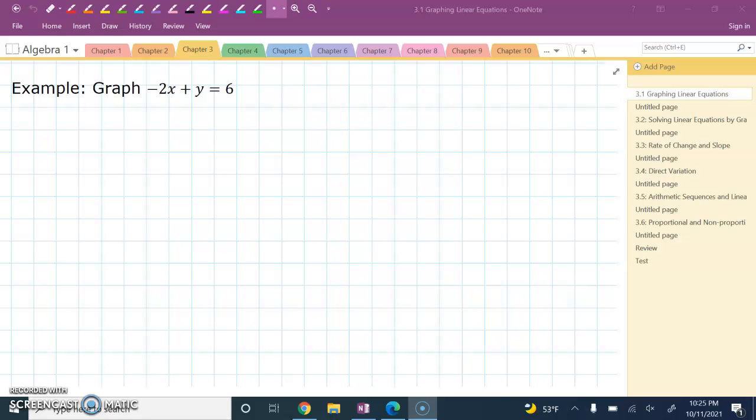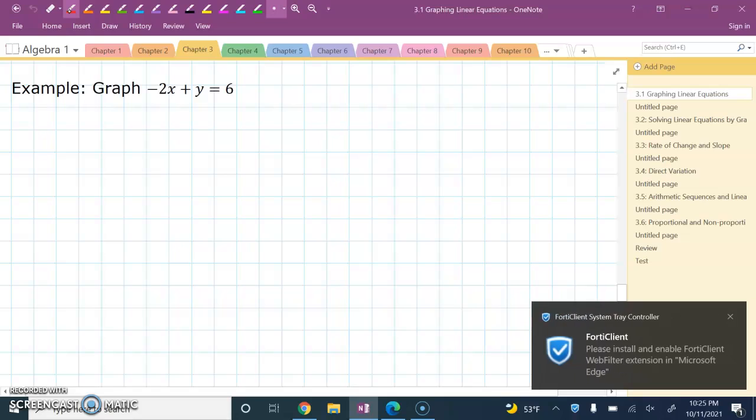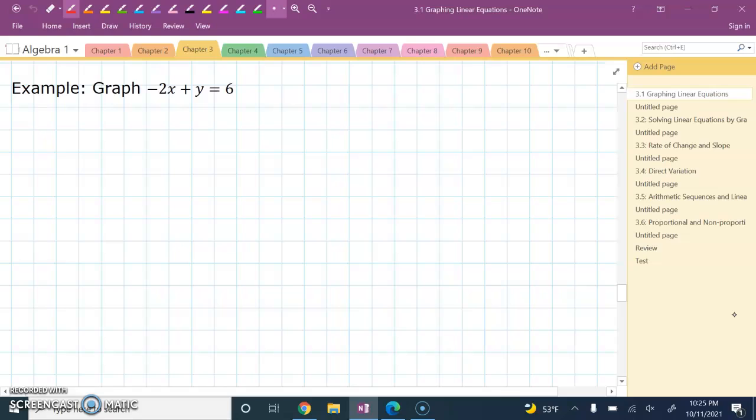So the other way that we can graph some of these linear equations is by using those x and y intercepts that we've talked about. And so I'm going to show you an example of how you find the x and y intercept and then give you guys one to try on your own.